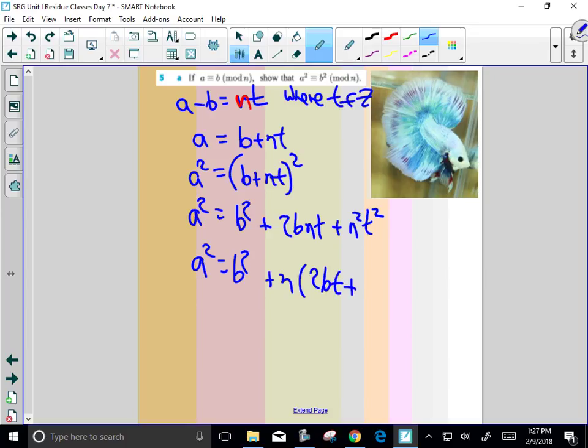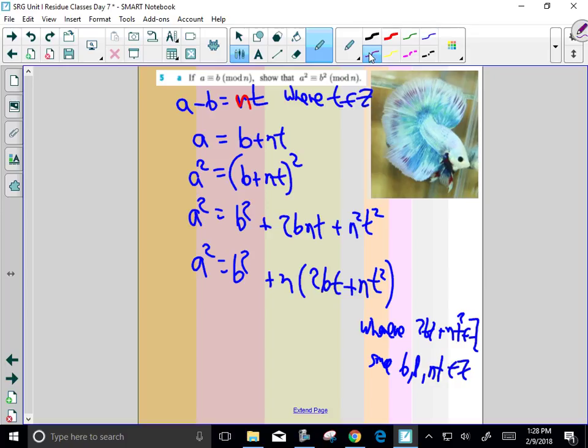n times 2bt plus nt squared, where 2bt plus nt squared is an element of the integers. And you could say, since b, n, t are integers, multiplying them and adding them would also have to be an integer. So then you're home free. a squared is congruent to b squared mod what? Yeah, that's the n. And that's the definition of congruence modulo.